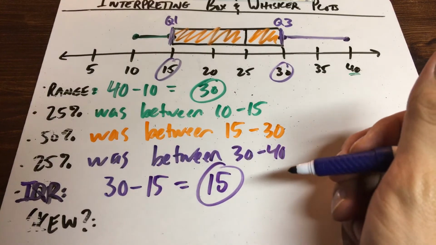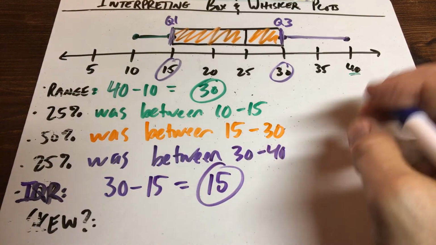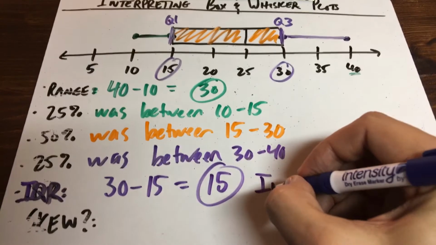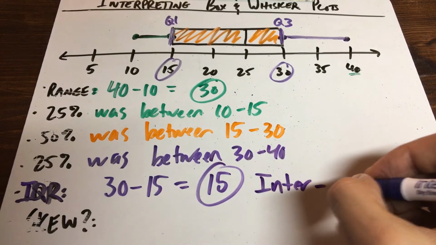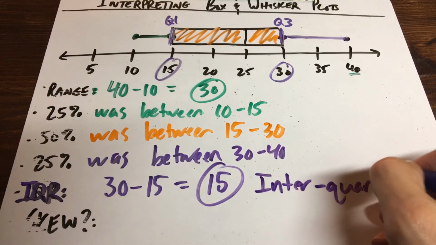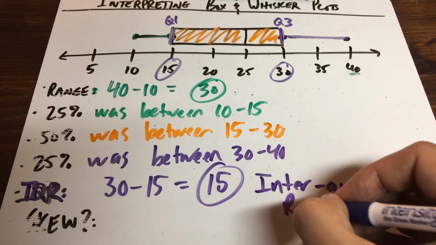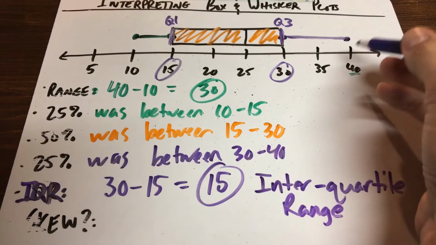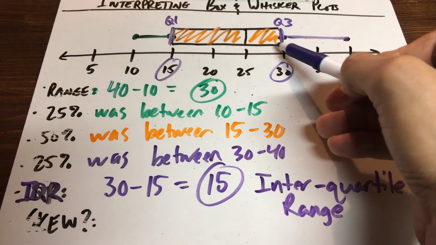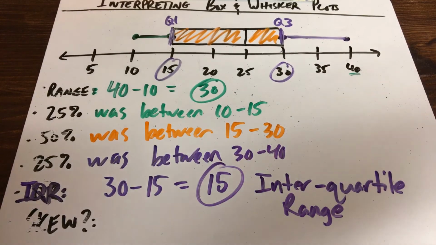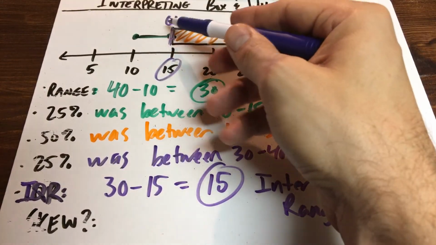So I bet you're going to get some questions like that today on the assignment or in the question set. It's called interquartile range. It's not the range of everything, right? It's not 40 minus 10. It's the range of the box part of your box and whisker. The third quartile minus the first quartile.